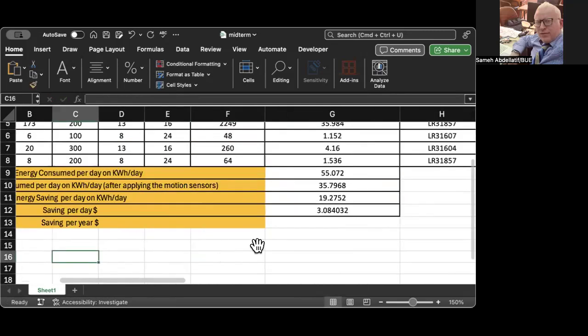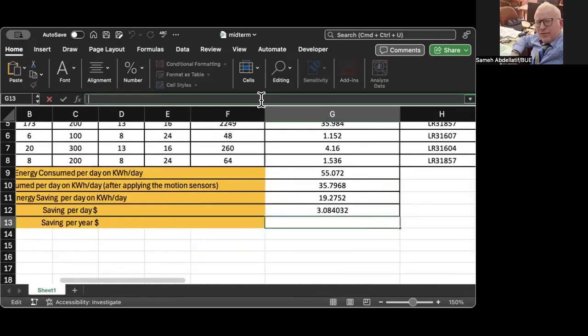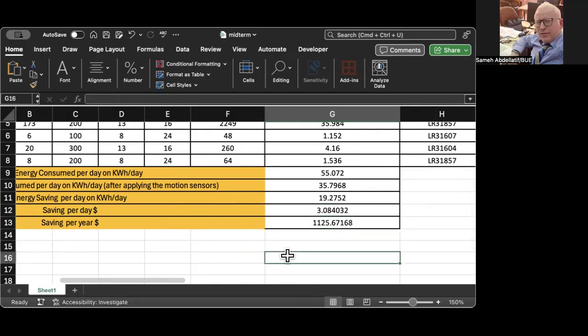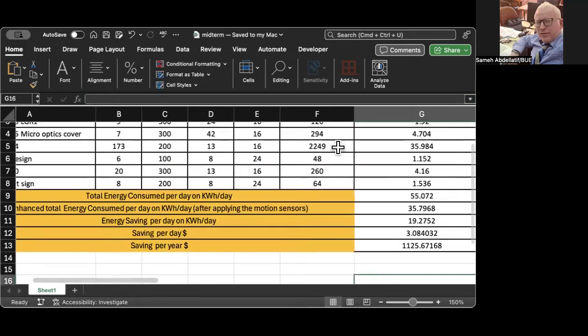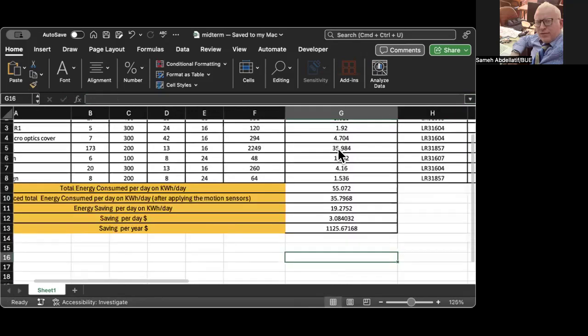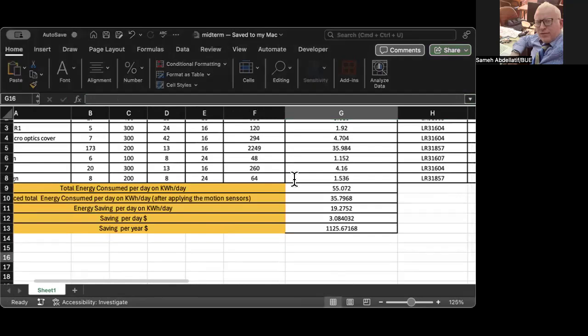Okay, so this will be simply equals this number times 365. Again, so I'm going to save about $1,125.67 per year. Now, in order to check to what extent this is feasible, we have to go to the cost and the lifetime. Let's go to here.